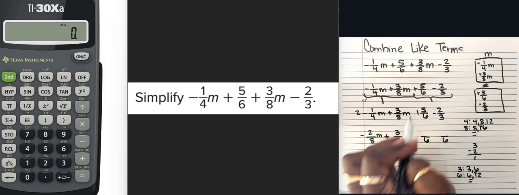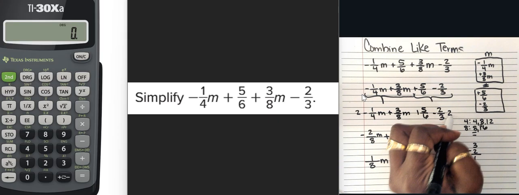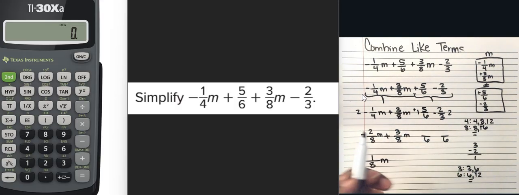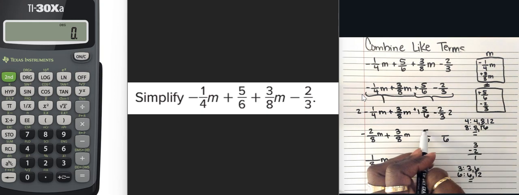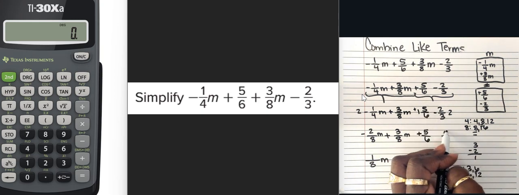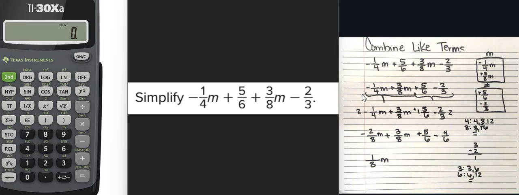I know that 6 times 1 gives me 6 and 3 times 2 gives me 6. So now, oh, and this was a positive, so let's make sure we keep that there. 5 times 1 gives me 5, and that was a positive. And then we have 2 times 2, that gives me 4, and that was a negative. All right. So now we have 5 minus 4. So positive 5 minus 4.